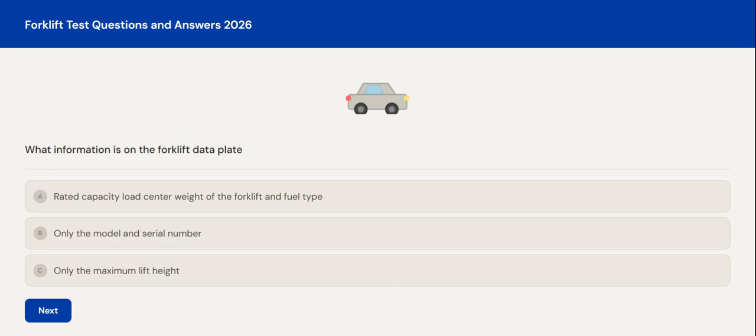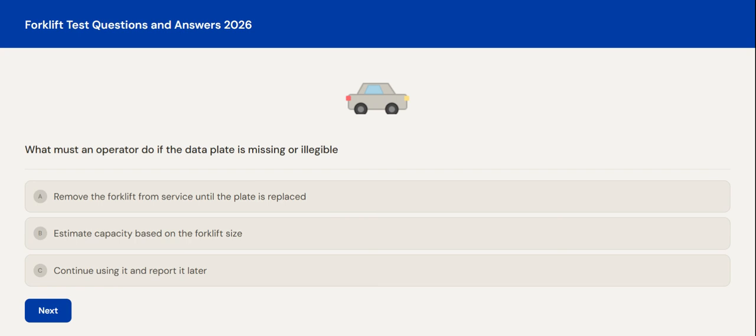Let's keep going. What information is on the forklift data plate? Rated capacity, load center, weight of the forklift, and fuel type. 4 critical pieces of information on one plate. Know how to read all of them. The exam will test each one.